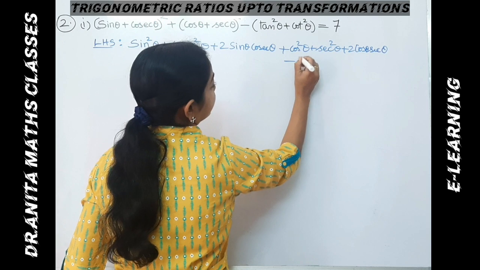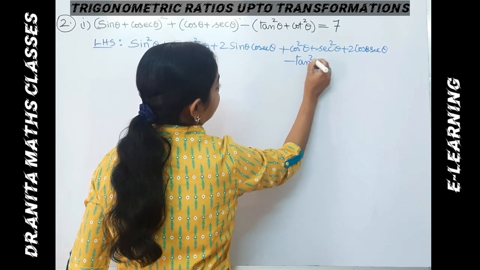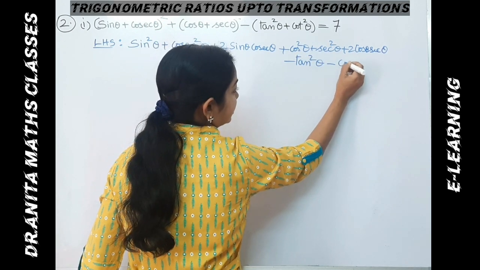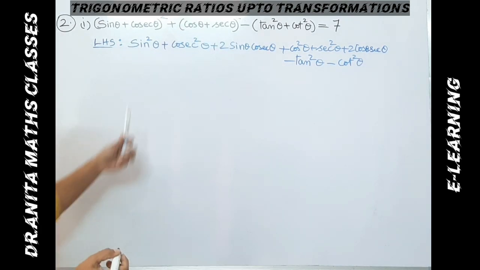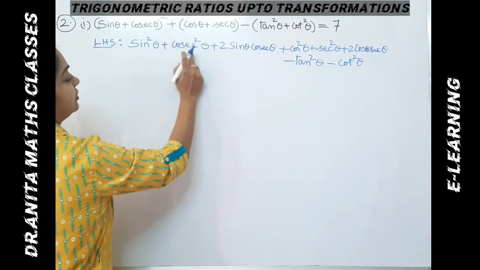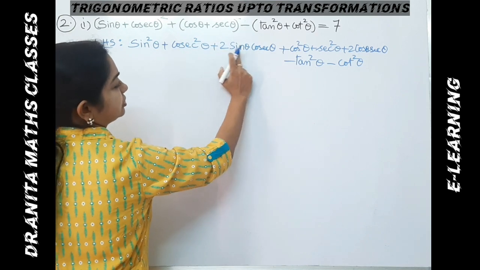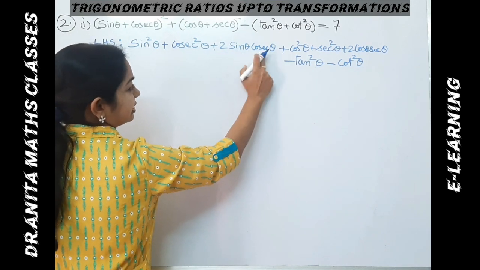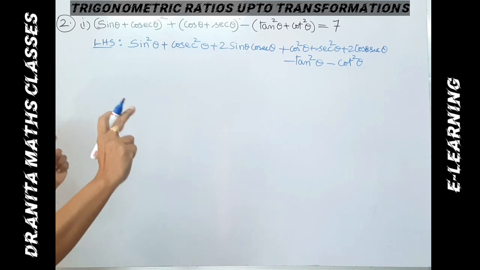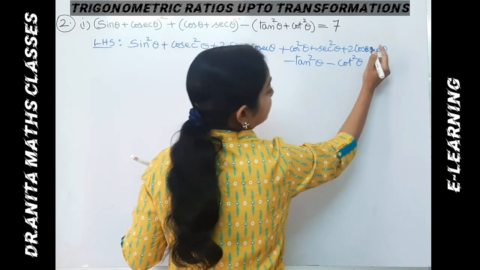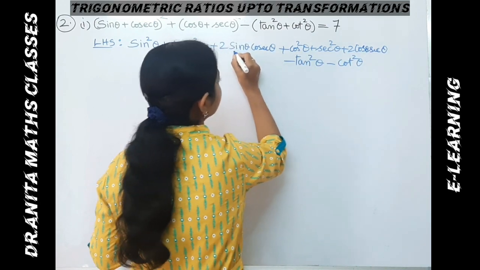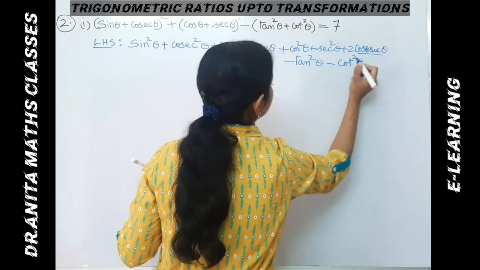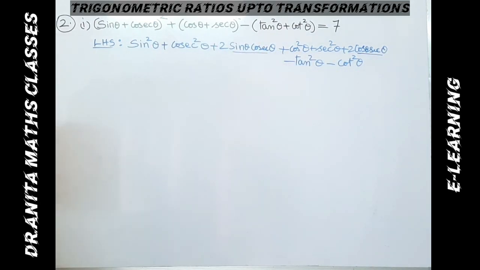And it also has minus tan square theta, and if you open the bracket, minus cot square theta. So this is the LHS part, which I have expanded here. Now, two sine cosecant: sine and cosecant are multiplicative inverses, reciprocals of each other. Here also cos and secant are reciprocals. So this comes to 1 and this comes to 1, so that is 2 into 2 plus 2 is 4.